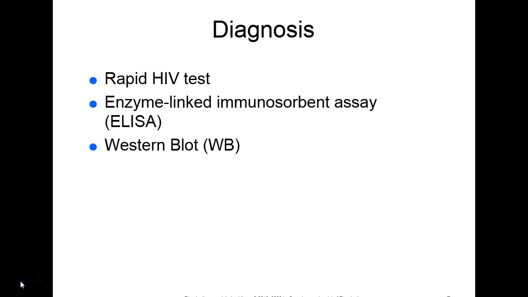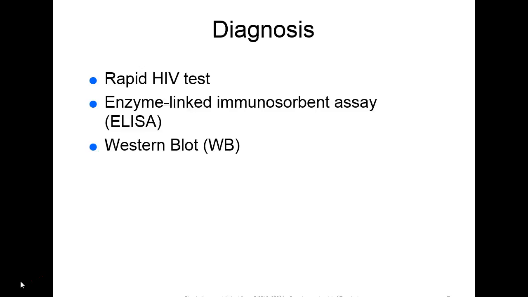How is HIV diagnosed? There are several tests that are available. The rapid HIV test gives almost an immediate result as to whether or not the person is HIV positive. The enzyme-linked immunoassay or ELISA test also can give you a result of whether the patient has HIV or not. This test is probably about 99.9% accurate.